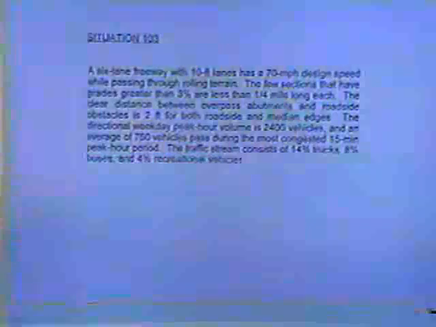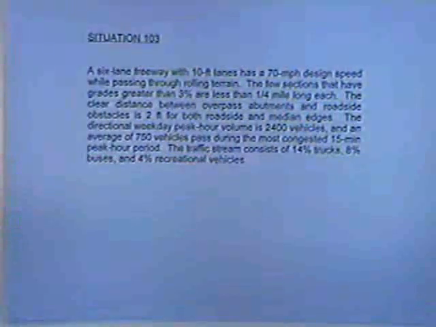Okay. Now, typically, the types of problems that you would be given are something like what's on the next page of your notes there. It's a very simple problem, but I'd like just to walk through it, because it's fairly common to see these types of questions on an exam because of their simplicity. You have a 6-lane freeway with 10-foot lanes and a 70 mile per hour design speed. It's passing through rolling terrain. There's a few sections that have grades greater than 3%, and they're less than a quarter mile long each.